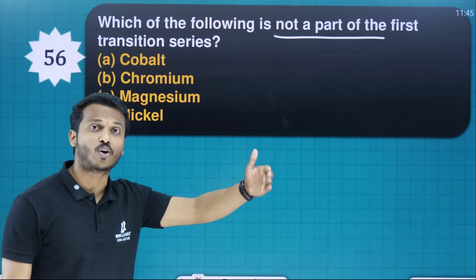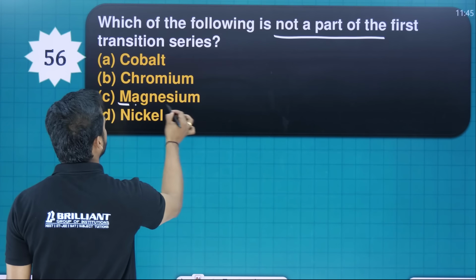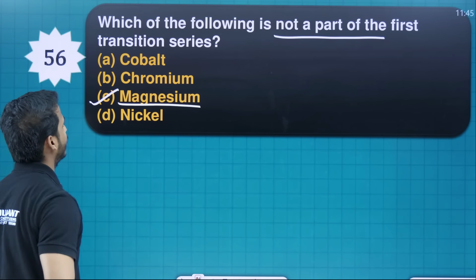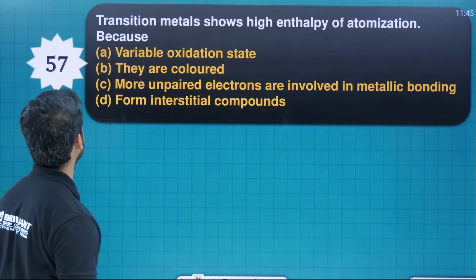Which of the following is not a part of the first transition series? Again, scandium, titanium, vanadium, chromium, manganese, iron, cobalt, nickel, copper, zinc, which does not belong to this one? Already I think we discussed that. Magnesium is the one. Cobalt, chromium, nickel are already there in the 3d series.